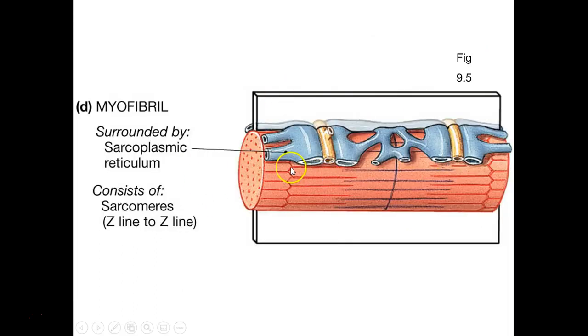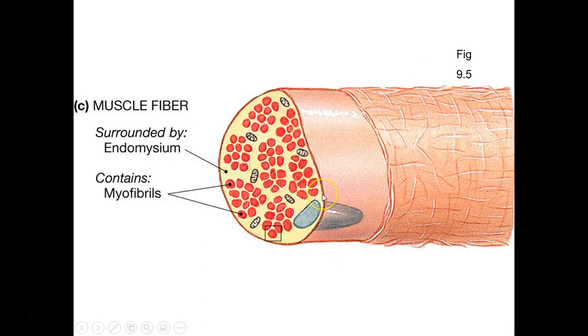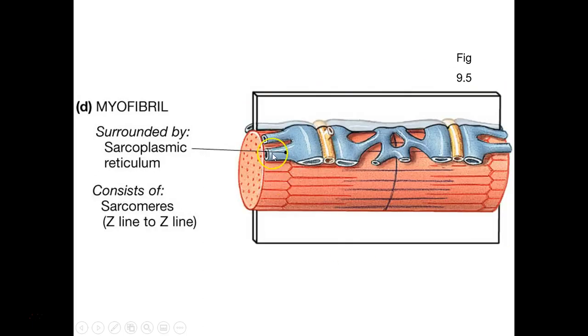This is just a closer view. You got a Z line here, a Z line here, M line. There's myosin, there's actin, T tubule, terminal cisterna, right? Technically, that would be a Z disc because see the way this thing is shaped like a cylinder. But when you're looking at it under a scope, it looks like a line. M line, okay.